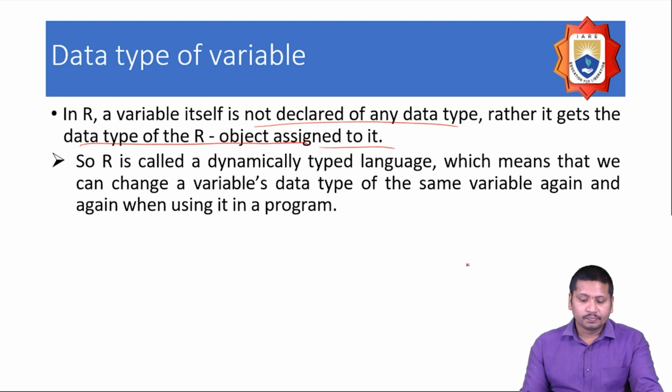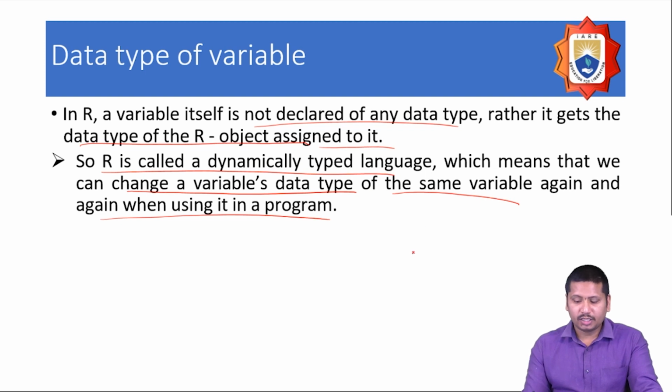So R is called a dynamically typed language, which means that we can change the data type of the same variable again and again when we use it in a program. Normally the type should be fixed in any kind of programming language.